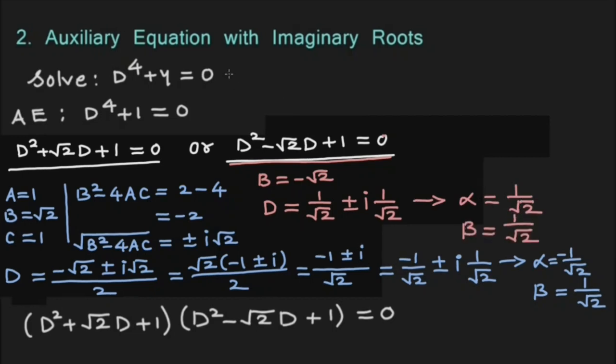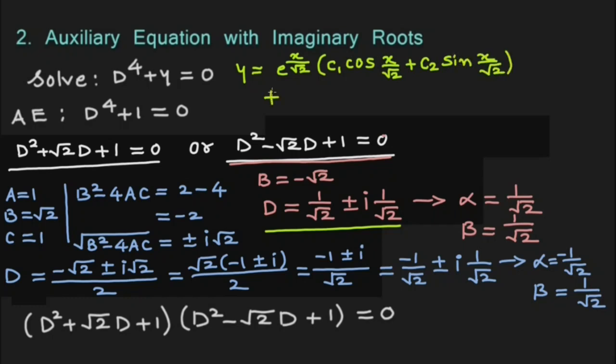Now we write the solution. Y equals, for these two roots, e raised to x upon root 2 into c1 cos x upon root 2 plus c2 sin x upon root 2, plus, for these two roots, e raised to minus x upon root 2 into c3 cos x upon root 2 plus c4 sin x upon root 2.